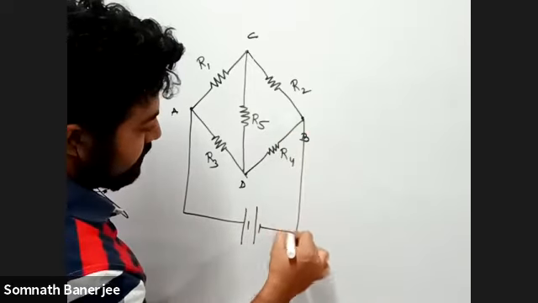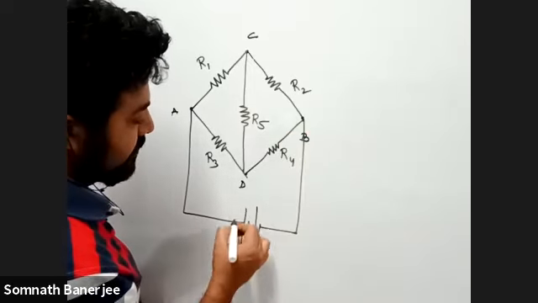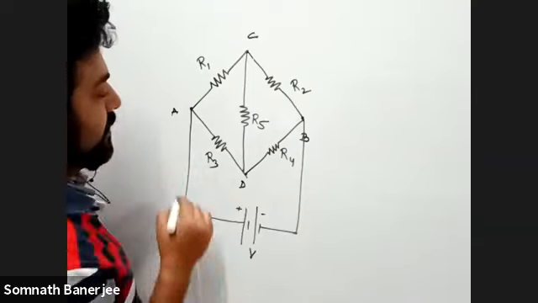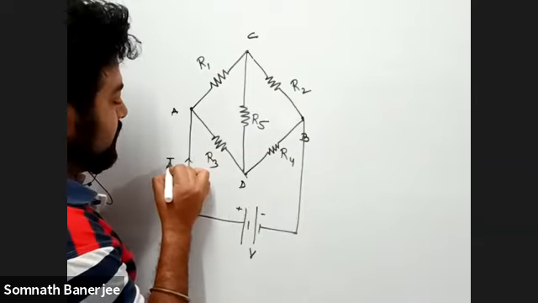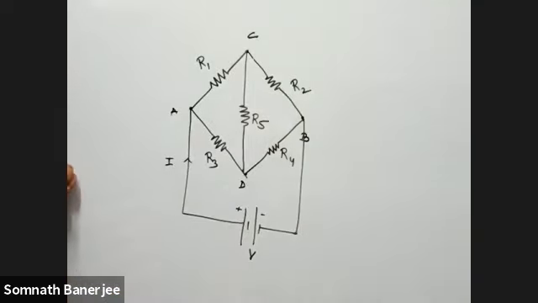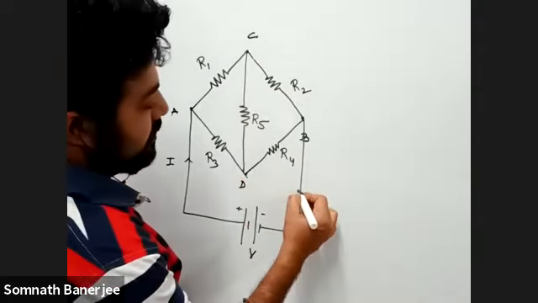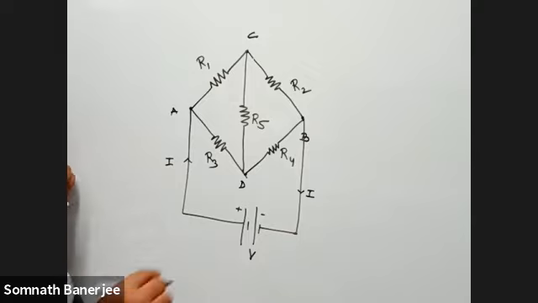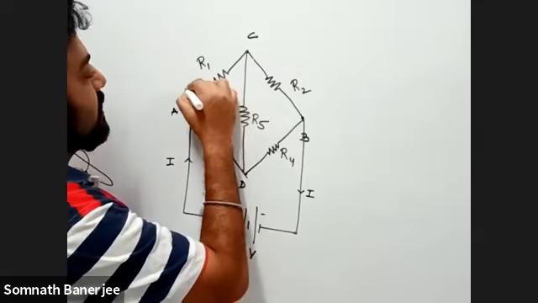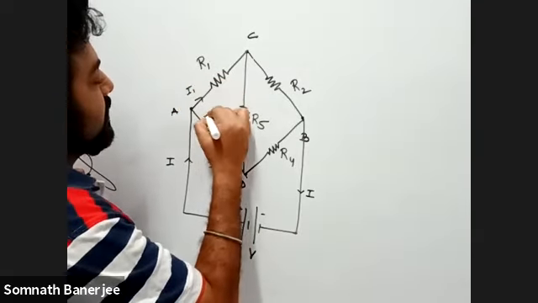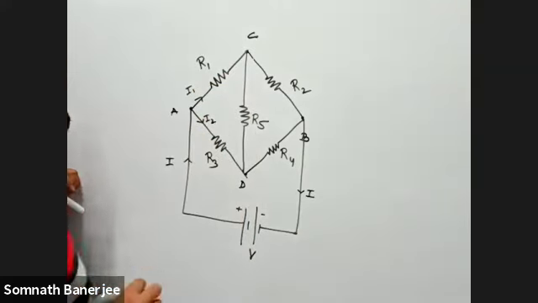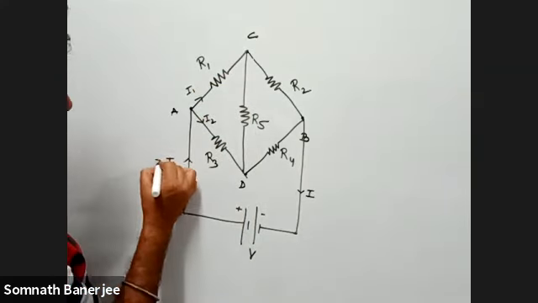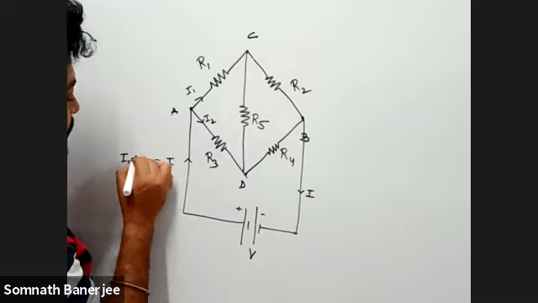so what happened? This is supposed battery, plus polarity, minus polarity. Now, the rule is that the amount of current supplied by the battery is equal to the amount of current received by the battery. So let I1 and I2 be the currents supplied by the battery. So that means you can say this is equal to I1 plus I2.